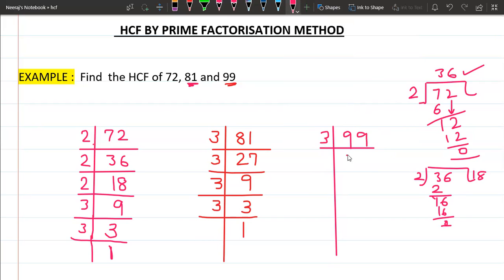So 3 3s are 9. Again 3 3s are 9. After it, 33 is again divisible by 3. So we'll write 3 ones are 3, again 3 ones are 3. It would be 11. 3 11s are 33. Now 11 is itself a prime number, so we will divide by 11. So 11 ones are 11. Here we have got again 1. So we will stop the division over here.